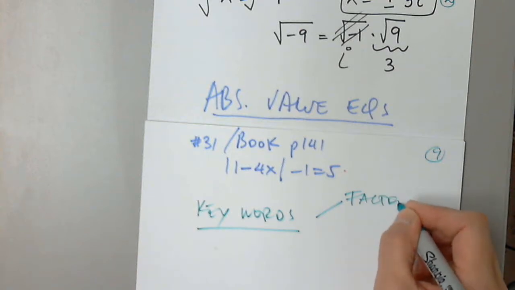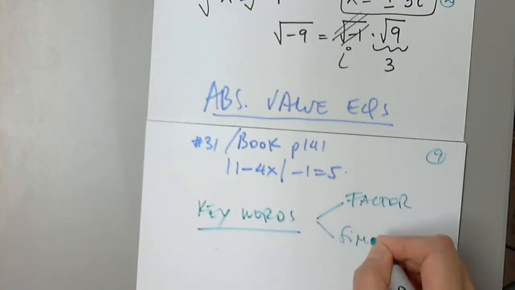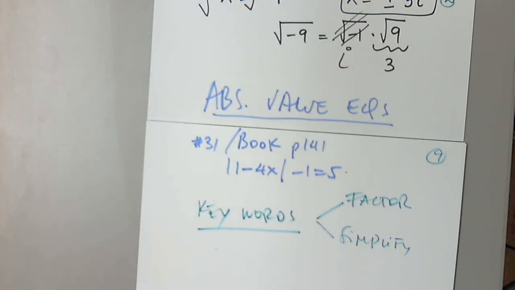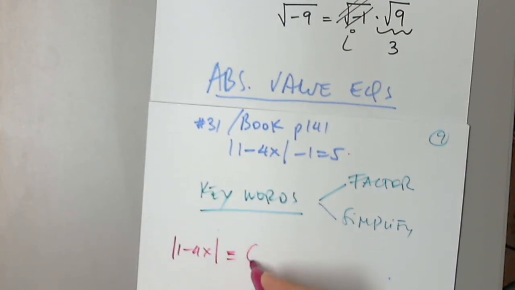Factor, simplify. Sometimes factoring is what we need to do. Sometimes simplifying is what we need to do. Sometimes both at the same time. So then, in this case, how do I simplify this equation? There is nothing to factor, obviously. So I have the absolute value of 1 minus 4x equals 6 indeed. So simplifying or cleaning it up, that's what I meant.